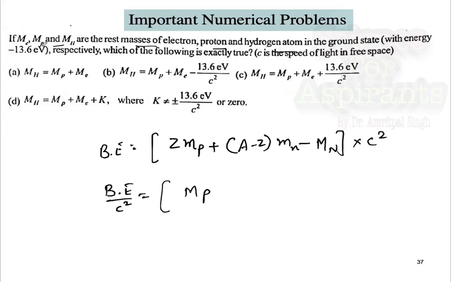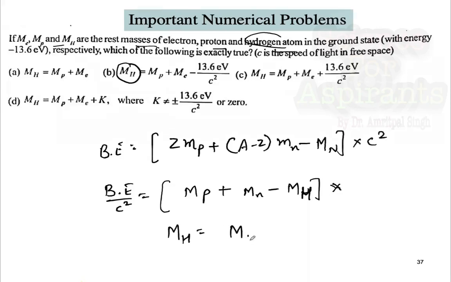So Mp, so the nucleus, it is a hydrogen atom, so Z is 1, N is again 1, so c square comes here. So the correct value of this Mh, that is the mass of this hydrogen nucleus, you can calculate, it is Mp plus Mn minus 13.6 electron volt.